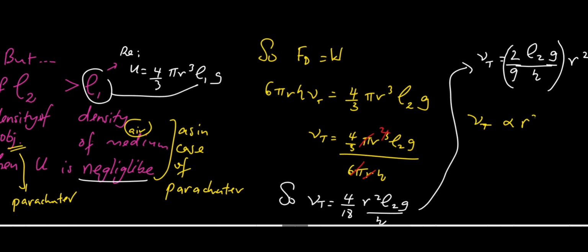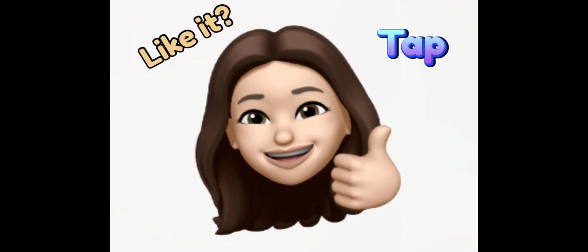And here we can observe that our terminal velocity is directly proportional to the radius of that object squared.